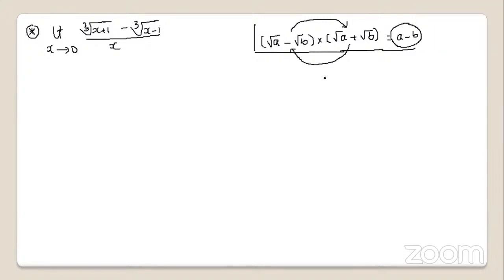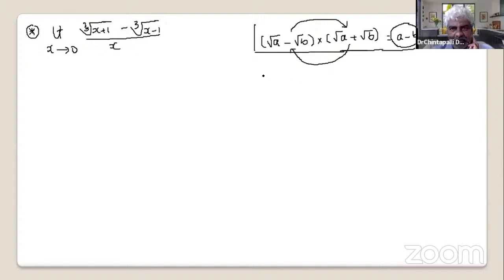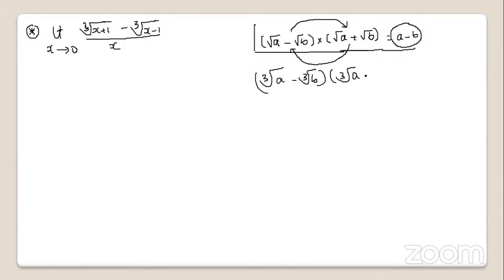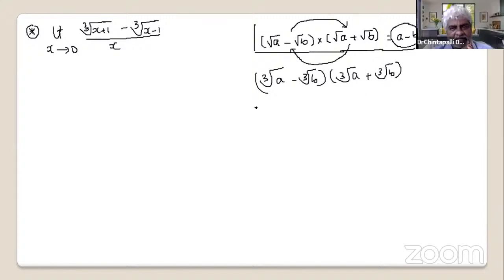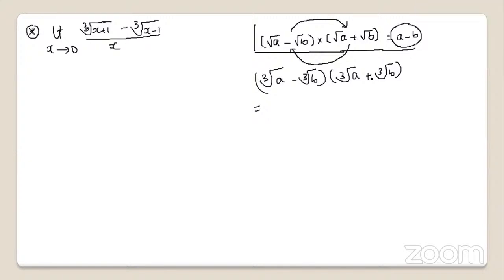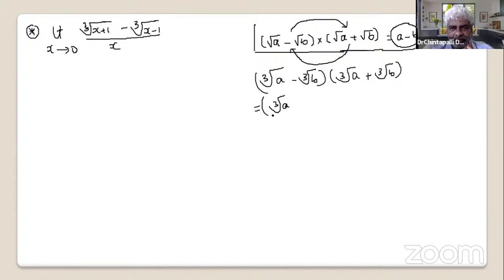But in the case of cube root a minus cube root b, it will be of no use to multiply by cube root a plus cube root b. You know why? Because it is in the form of a minus b into a plus b, which gives a square minus b square. That means cube root a whole square minus cube root b whole square.